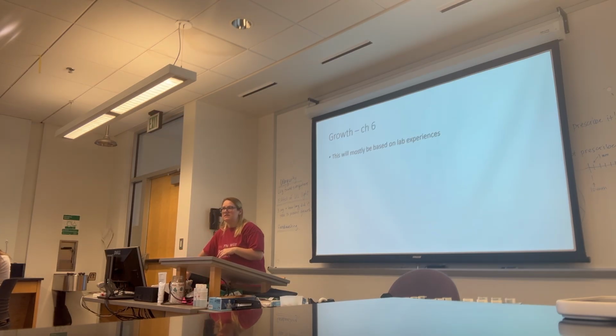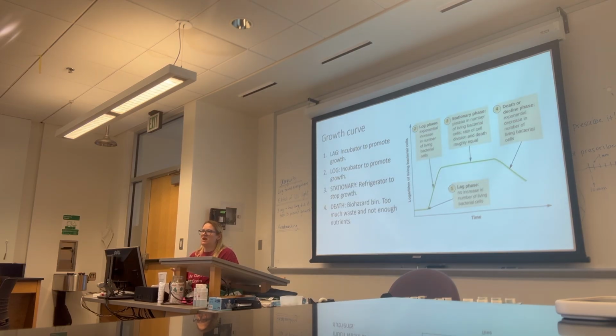Okay, so for chapter 6 material, it's mainly based on the lab experiences that you've had and the stuff that I've gone over. The only thing that wasn't really talked about much in lab was this growth curve, and we'll be using this information during your unknown identification project. Knowing the different stages is all you need, to be able to label the different parts of the growth curve. So the first phase is the lag phase, where you've just inoculated something and you need it to grow, so you put it in the incubator.